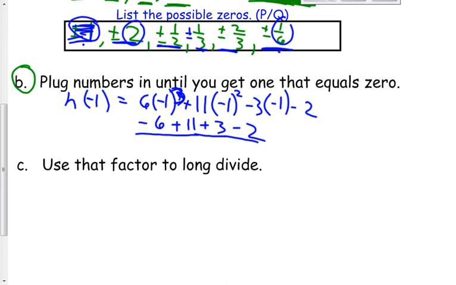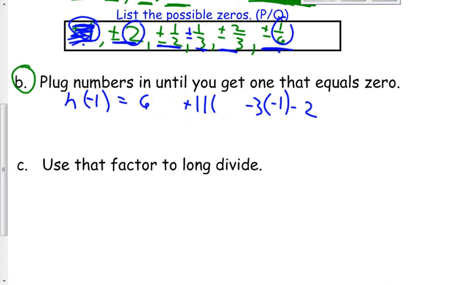So I know that plus and minus 1 did not work. So let's go on to the next one. Let's try 2. We're going to keep on doing this until we get a 0. And class, I promise you, eventually you will. Don't ever think, this is dumb, I'm never going to get it. Eventually you will. So now let's try h of 2.